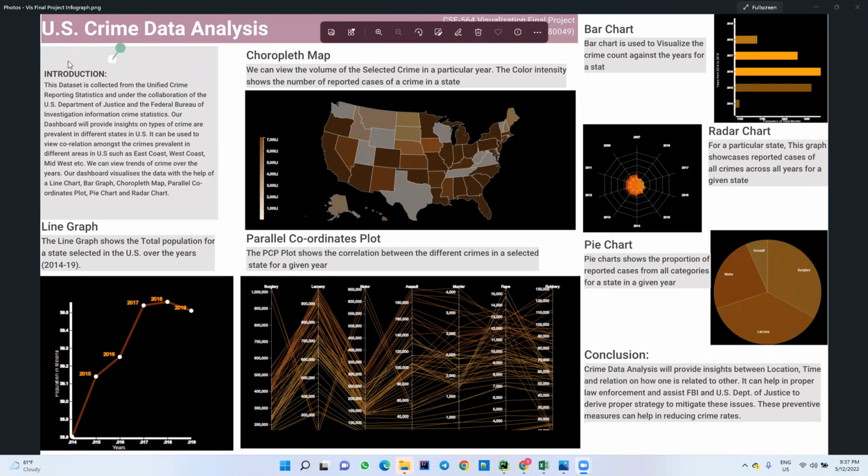Here we have created 6 visual charts on our dashboard, which showcase the different types of crimes which are prevalent in different states in US over the years. In this dashboard we have shown the total number of 10 years. Also we have shown the relation between different types of crimes in a given state. So in total we have six graphs that we have plotted on our dashboard.